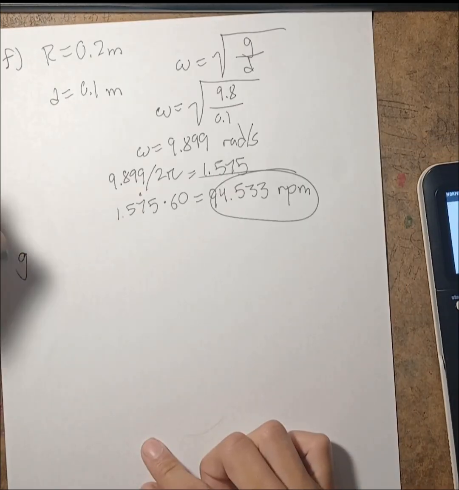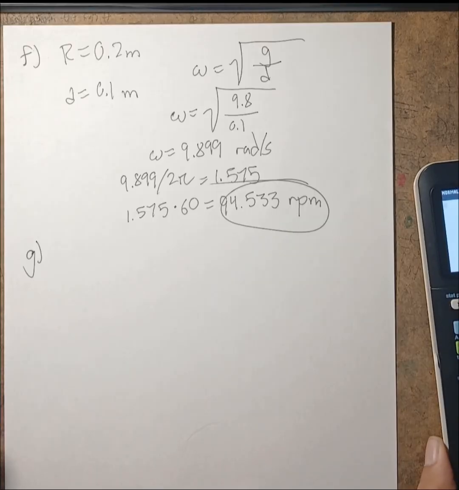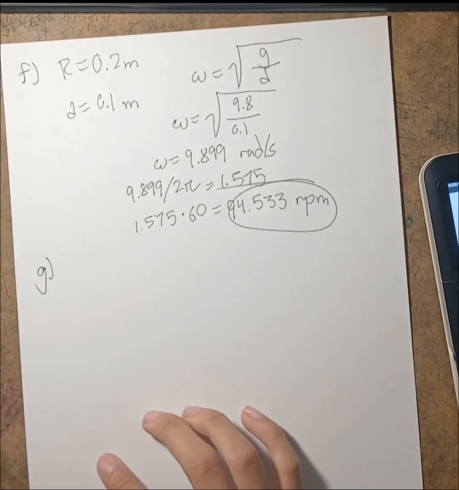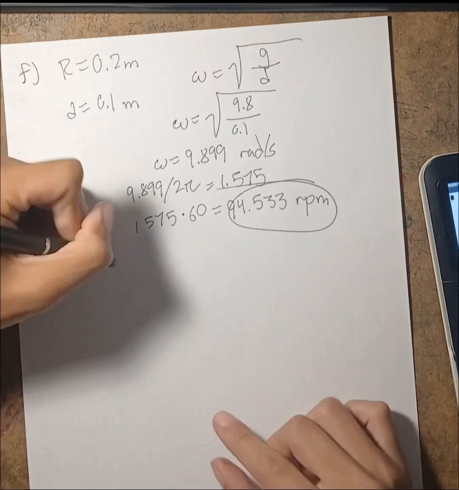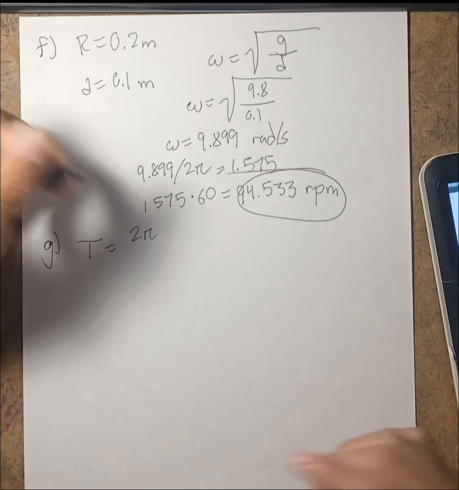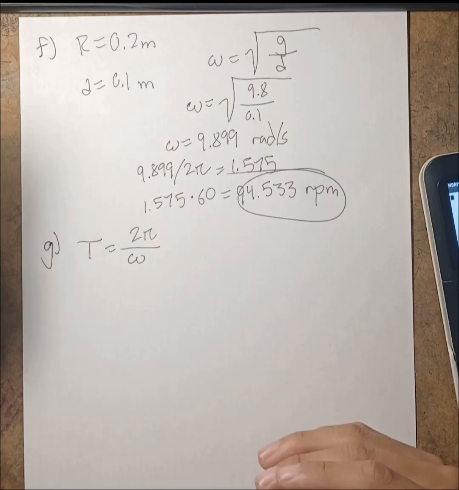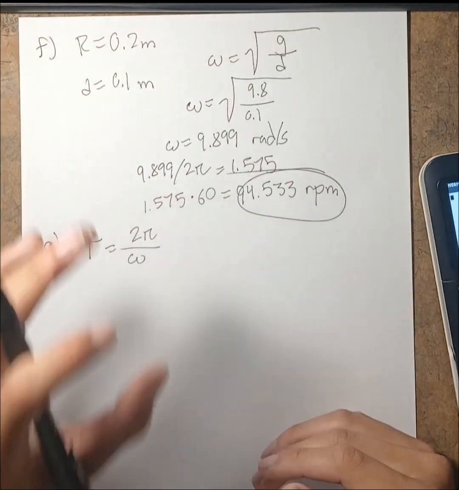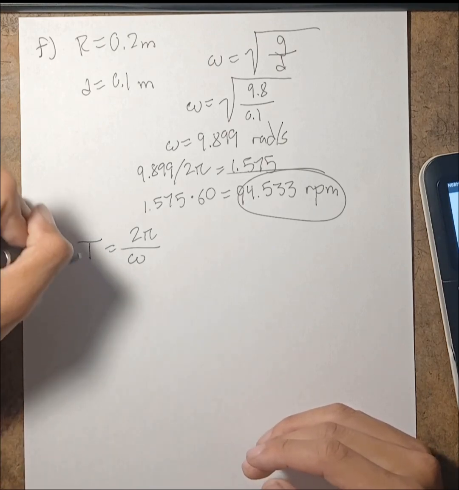Part G, derive an expression for the period in terms of the variables given and appropriate fundamental constants. Okay, so what do we know about the period? Well, using angular velocity, the period equals 2 pi, which is the amount of rads in one rev, divided by the angular velocity, which is the rate of rads per second. The rads cancel and we get seconds, which is time, which is our period.